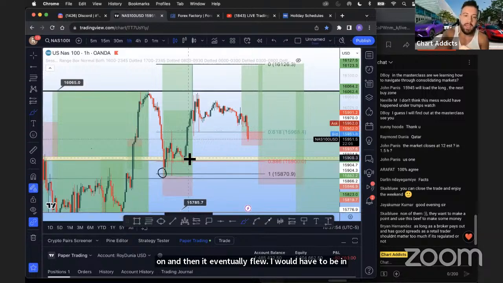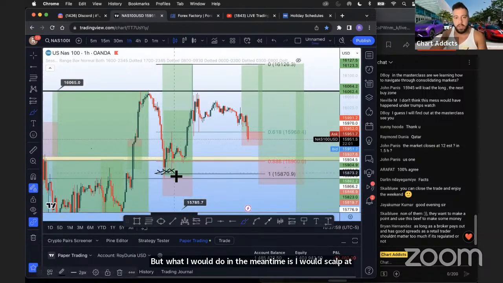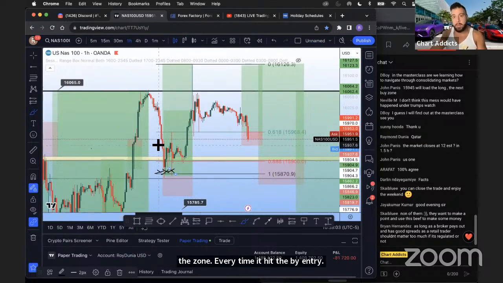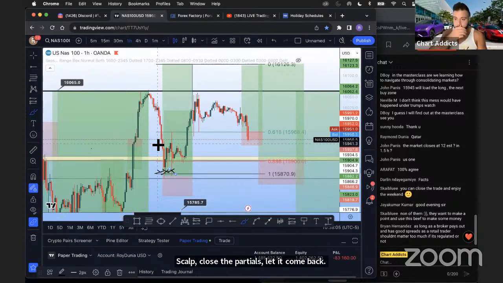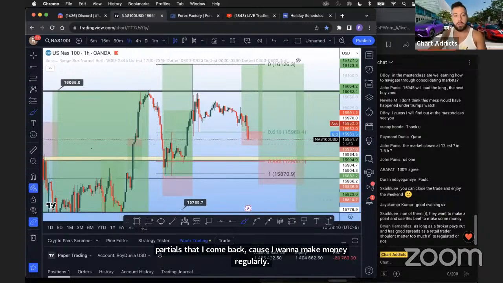But what I would do in the meantime is I would scalp at the zone every time it hit the buy entry. Scalp, close the partials, let it come back. Scalp, close partials, let it come back, because I want to make money regularly. I want to make cash.